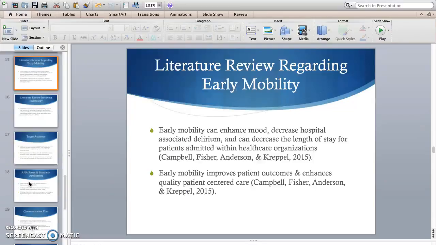And then it talks about literature review regarding early mobility. Early mobility can enhance mood. It can decrease hospital-associated delirium, especially for those older folks within the hospital, and can decrease the length of stay for patients admitted within healthcare organizations. And then evidence-based practice has shown that early mobility improves patient outcomes and enhances quality patient-centered care.